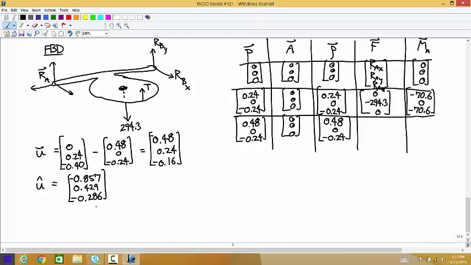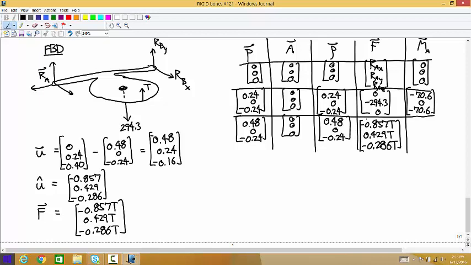Okay. And so then that force vector is just this times T. So negative 0.857 T, positive 0.429 T, negative 0.286 T. And then what's that cross product? 0.103, 0.343, and 0.206. Okay.